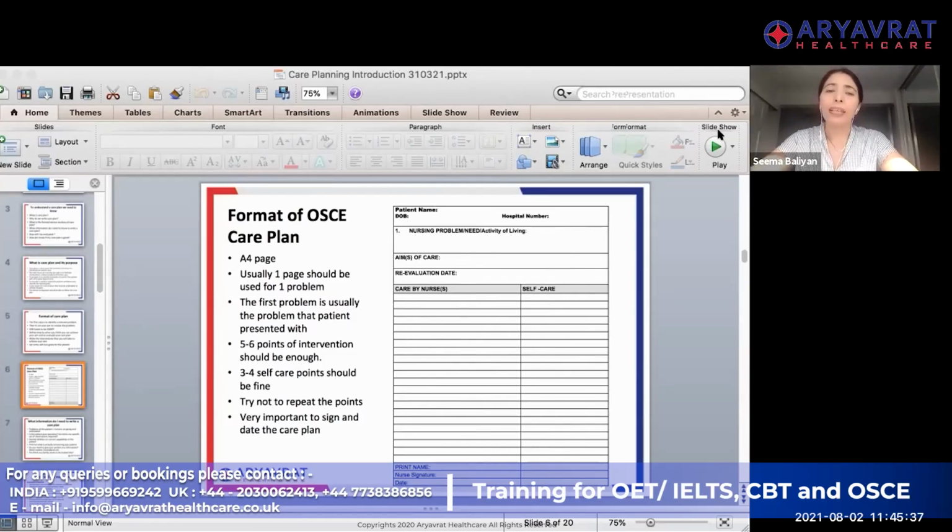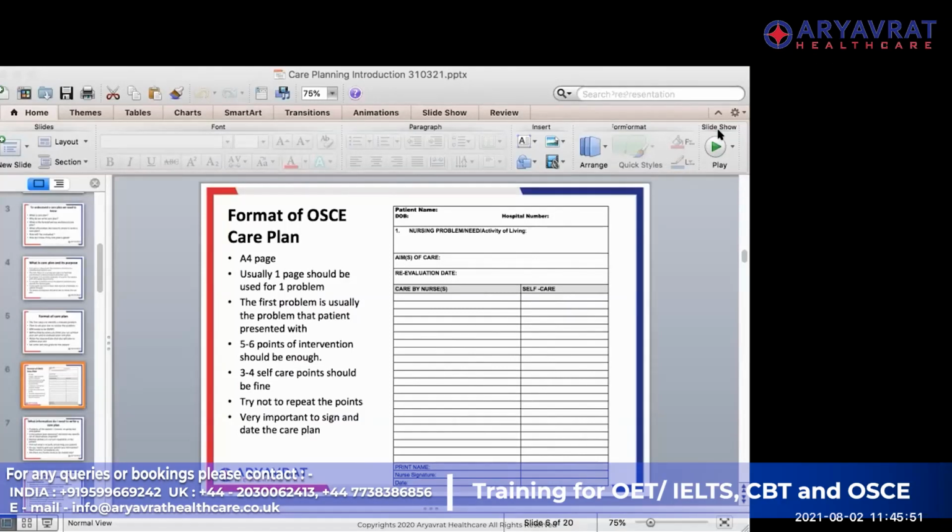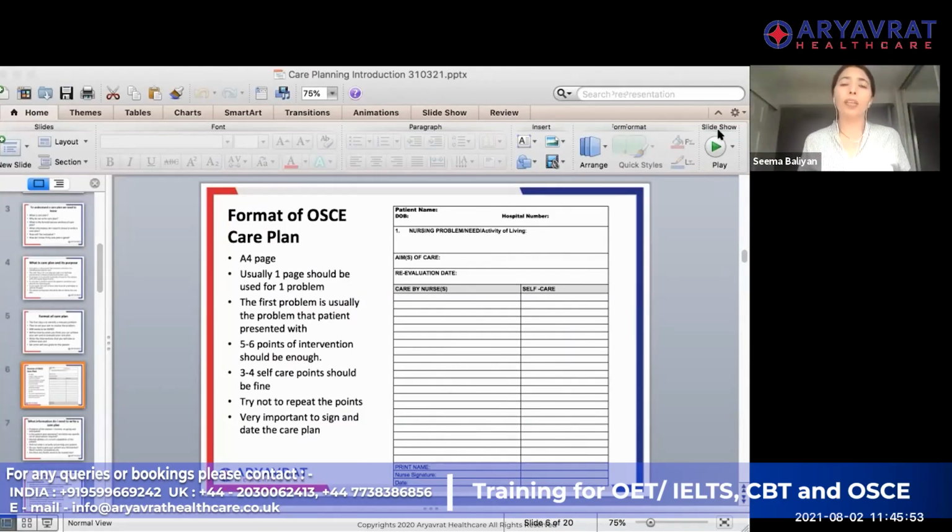Has everyone understood how to write the aim of the care and what to look out for? Yes, ma'am. Okay, so now we come to the next thing, the reevaluation date and time. It is basically the reevaluation of your care plan. Please do not get confused with reassessment of the patient. It is not the reassessment of the patient, it is the reevaluation of your care plan.